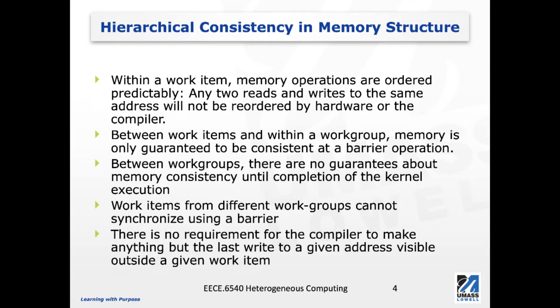Between work groups, there are no guarantees about memory consistency until the completion of the kernel execution. So you may not assume that the memory operations that you made in one work group will be visible to the work items in a different work group. Work items from different work groups cannot synchronize using a barrier. That is to say, barrier operations only apply to work items within the same work group. In OpenCL, there's no requirement for the compiler to make anything but the last write to a given address visible outside a given work item.